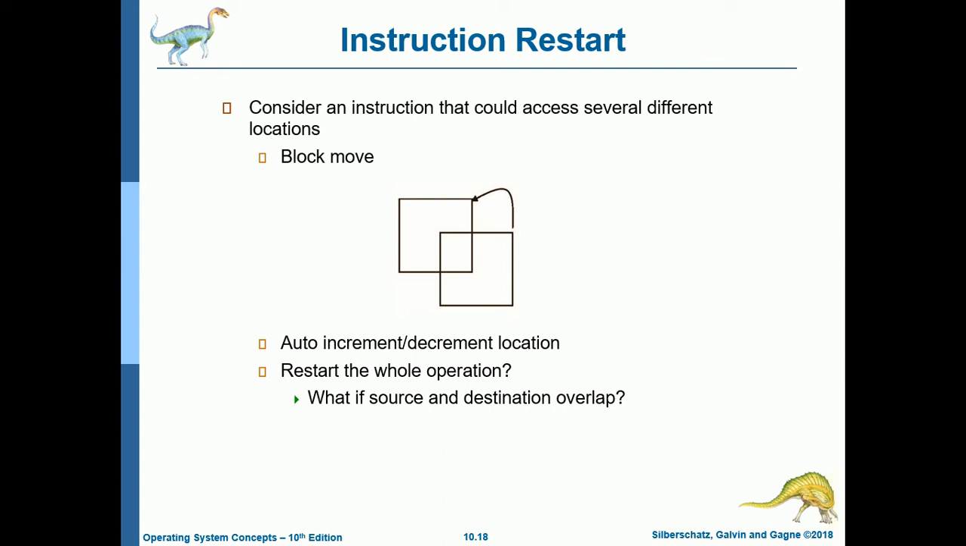Would we restart the whole operation? If the source and destination blocks overlap, the source block may have been modified, in which case we cannot simply restart the instruction. So as much as possible, we have to avoid source and destination overlap, because if they overlap, the content of the source may already be modified. Again, it's not easy to restart the whole operation or the instruction.